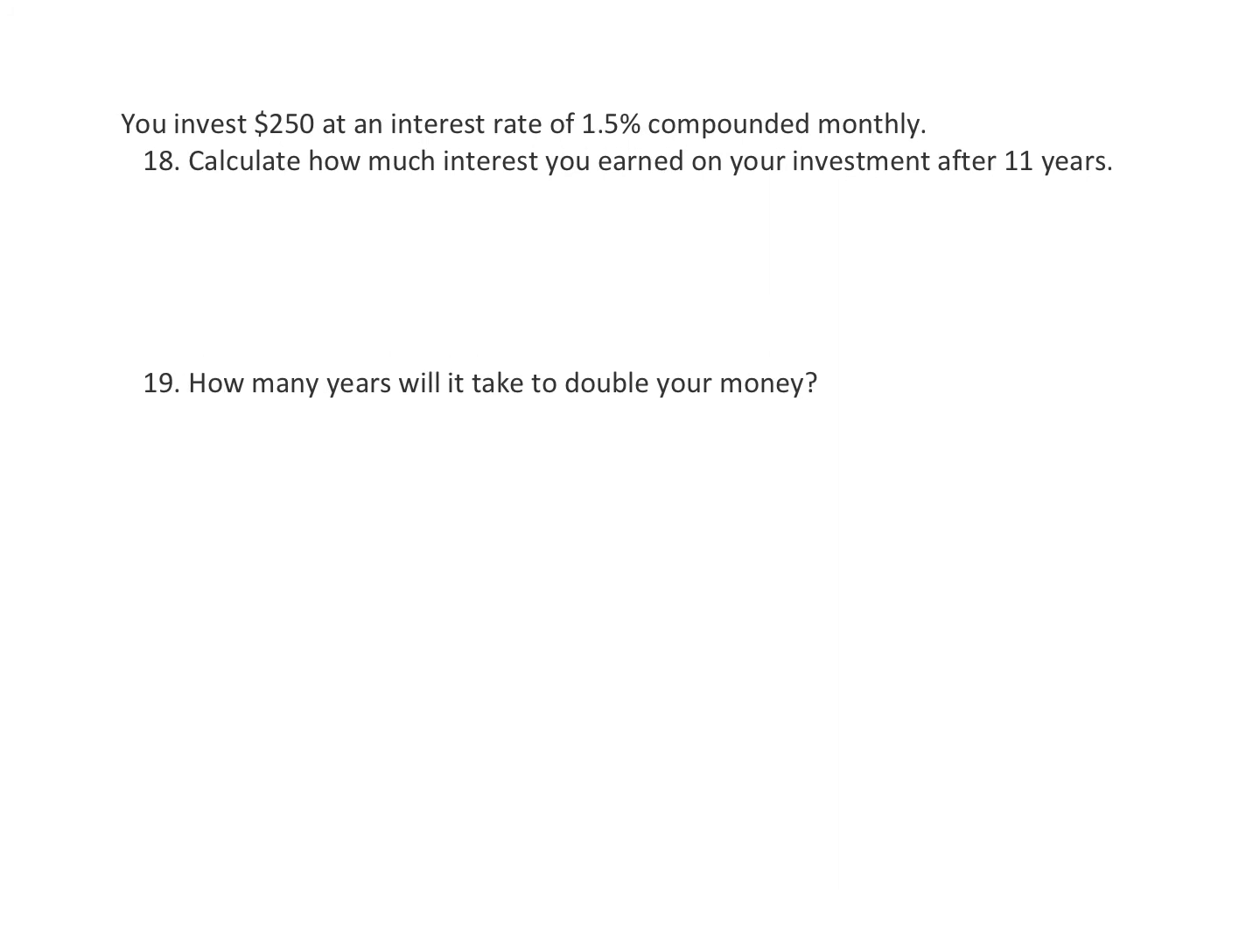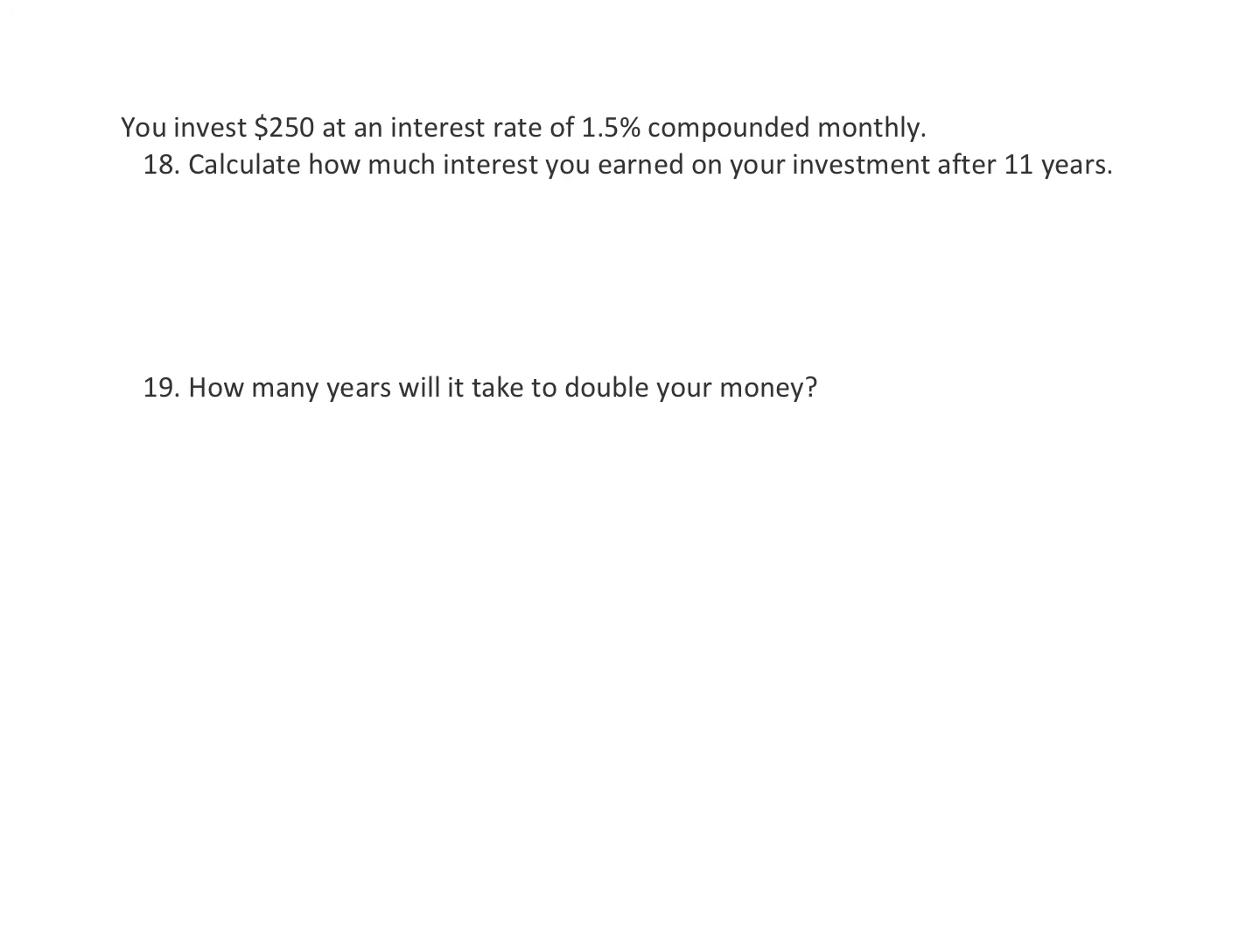So for problem number 19, it says, you invest $250 at an interest rate of 1.5% compounded monthly. So we have our start amount, we have our rate of 1.5%, and it's compounded monthly. So number of times per year, it's going to be 12. So 18 is a little bit like what we just did. Whereas 19, how many years will it take to double your money?